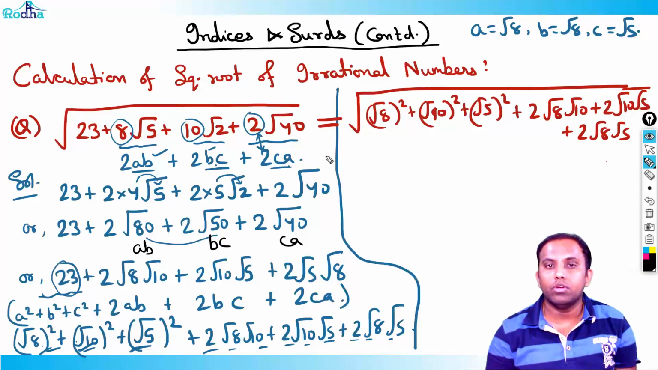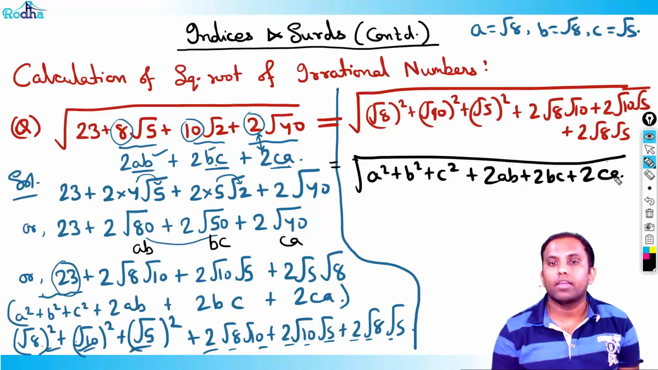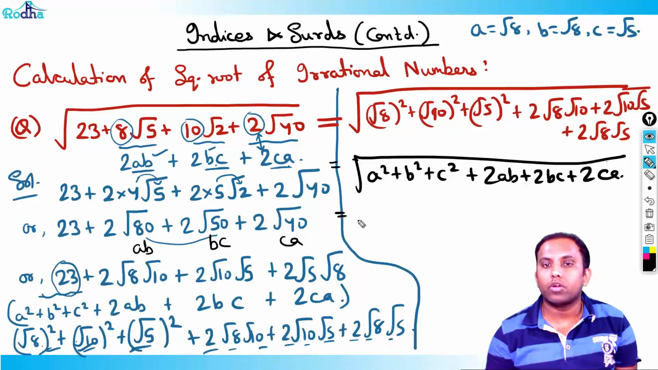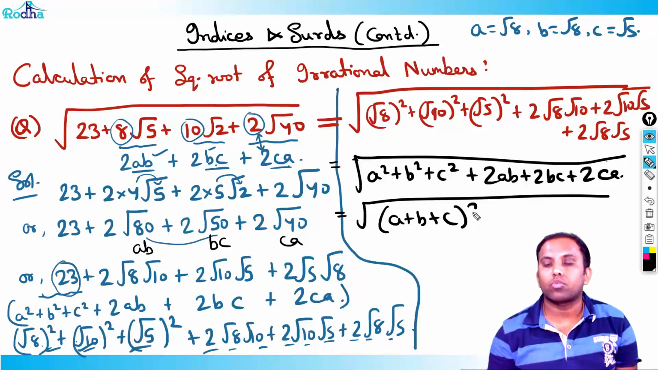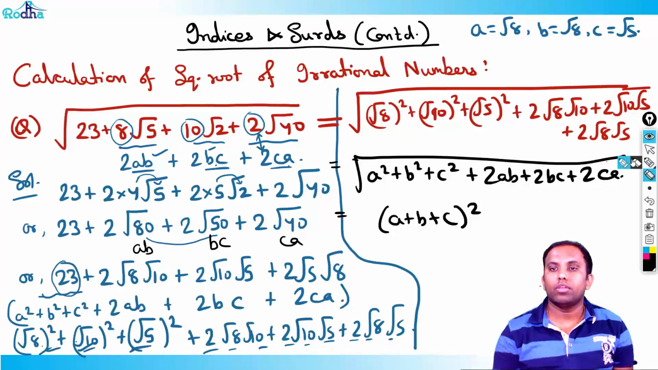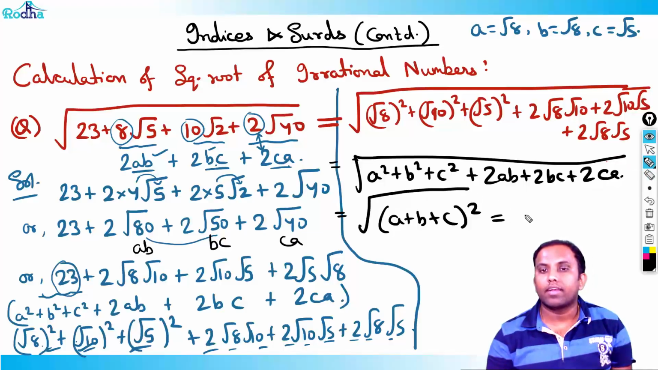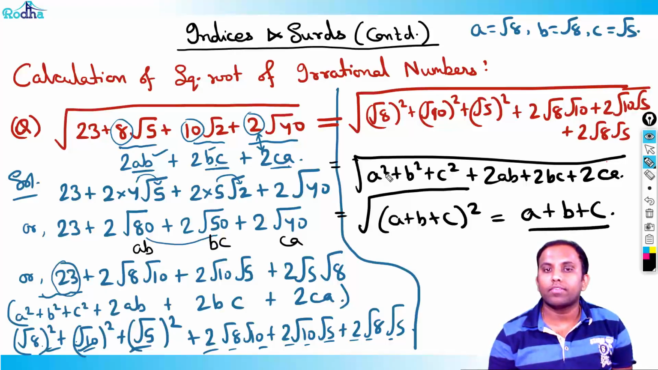You can compare this term to the square root of a square plus b square plus c square plus twice ab plus twice bc plus twice ca. That is equal to the square root of (a plus b plus c) whole square. Its answer is a plus b plus c. This is the answer.